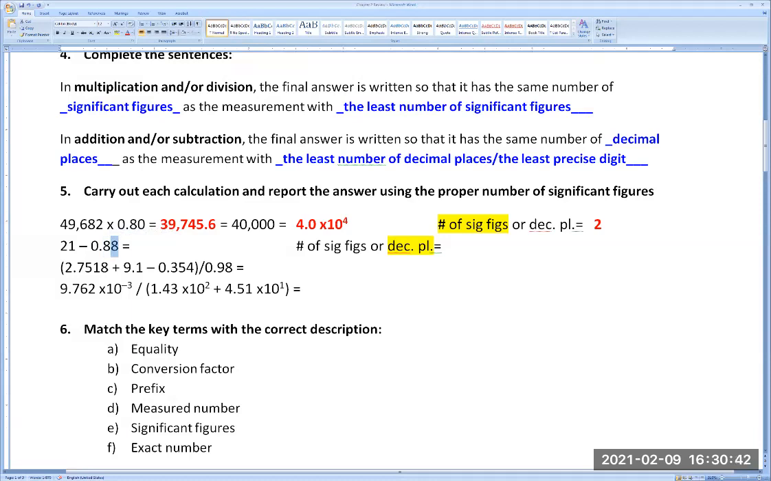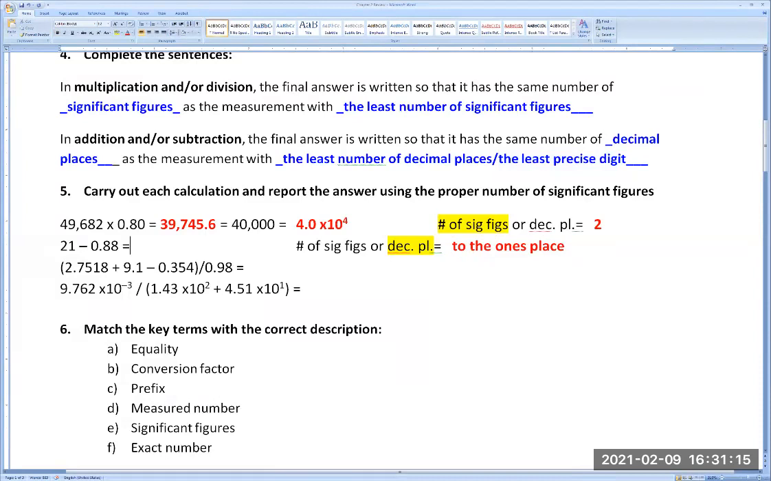That's quite precise. But here, 21, there is no decimal point. But we know the decimal point would be here, right? If we show it, it would be here. And so this is precise to the ones place. That's what it means here. It's precise to the ones place. So that means we need to stop at the ones place. That's what this rule above, the least precise digit, means.